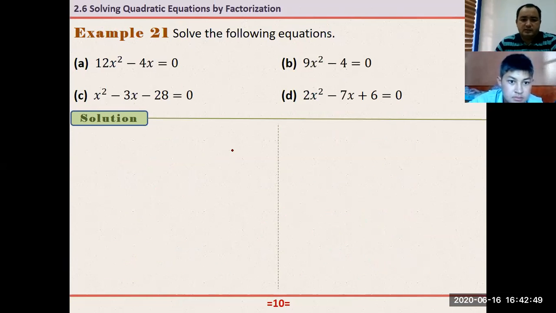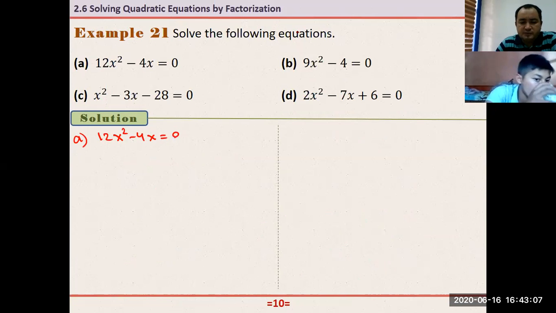Now let's solve a bit different questions. Now it's not factorized. So in the first step, you have to factorize, then we can solve it. Question A, here we have 12x squared minus 4x is equal to 0. You are asked to solve these equations by factorization, because we didn't learn the formula yet. So first we have to factorize. In chapter 2.1, we learned how to factorize quadratic expressions, in the previous lesson, I think.